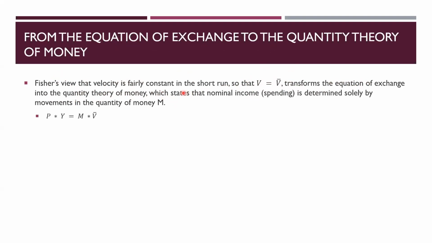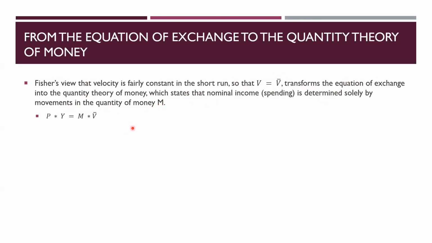There are a lot of statements here, but I'm explaining in between, so we might end up losing the direction of our sentences, but let's continue together. So Fisher's view that velocity is fairly constant in the short run, so that V is equal to V bar, transforms the equation of exchange into the quantity theory of money, which states that nominal income, which is spending, is determined solely by movements in the quantity of money.